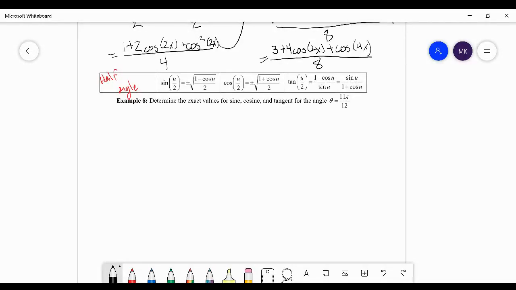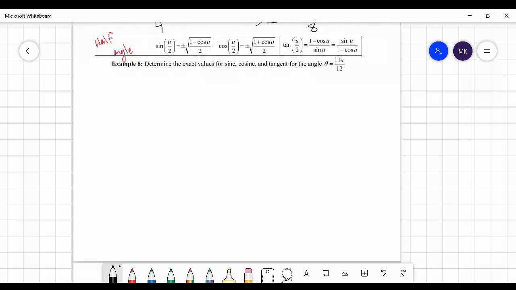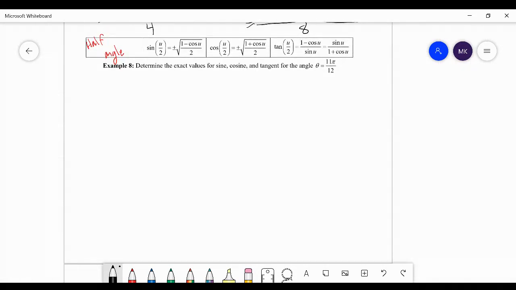You may be like, I have no idea where these came from, I need to know where they come from to be able to use them. But the importance here is that you are able to think through the application process, that kind of critical thinking of figuring out what these angles need to be. So for this first one, determine the exact values for the sine, cosine, and tangent for the angle theta equals 11 pi over 12.